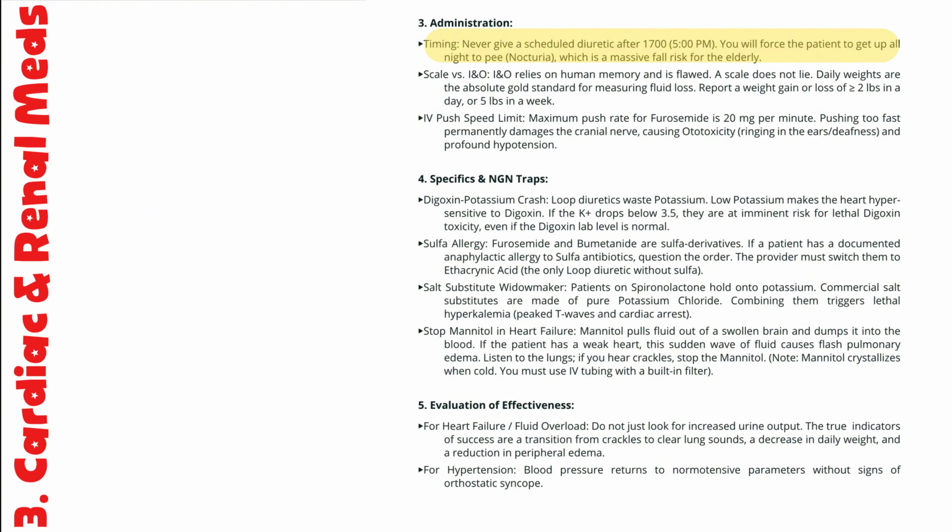And don't trust intake and output. Daily weights are your gold standard. Here's the push rate rule. Furosemide by IV push, never faster than 20 milligrams a minute, or you risk permanent hearing damage.